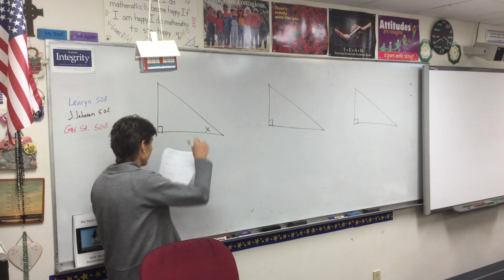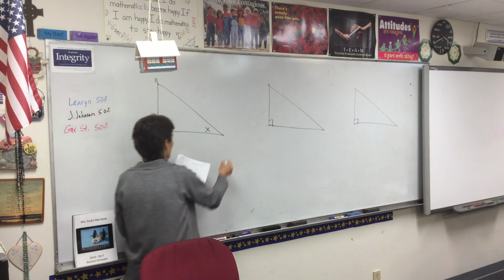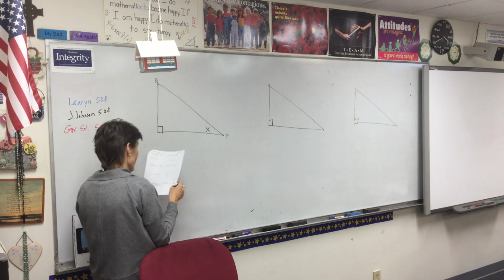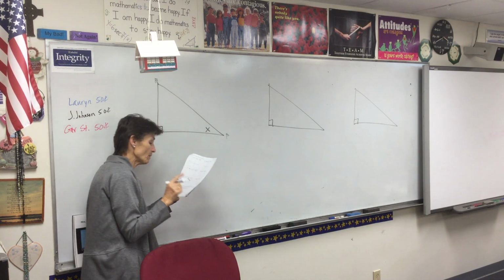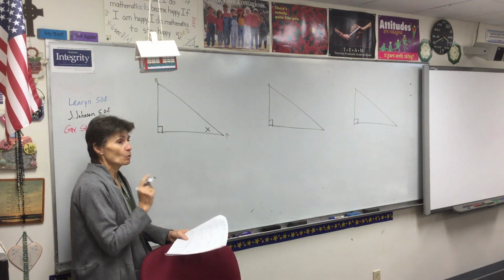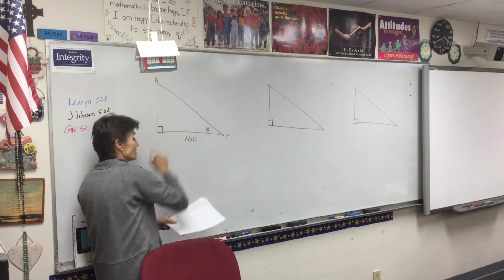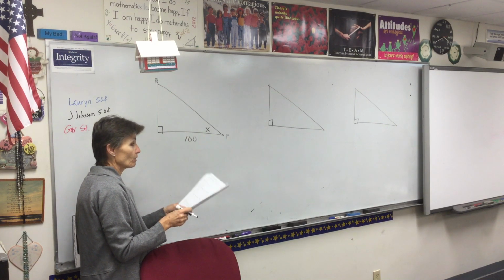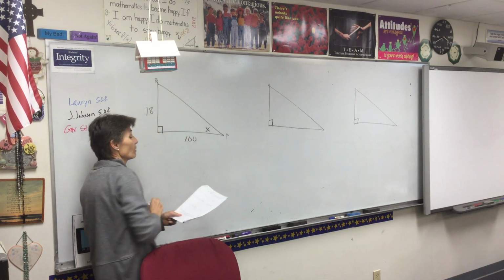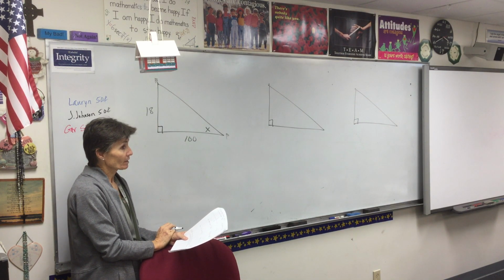Of a bird in the top of a tree, so here's the bird in the top of the tree, from a point on the ground, there's the point on the ground, 100 feet from the base of the tree. So where does 100 go? The bottom, 100 feet from the base of the tree. The bird is 18 feet above the ground. So there's the picture, right?